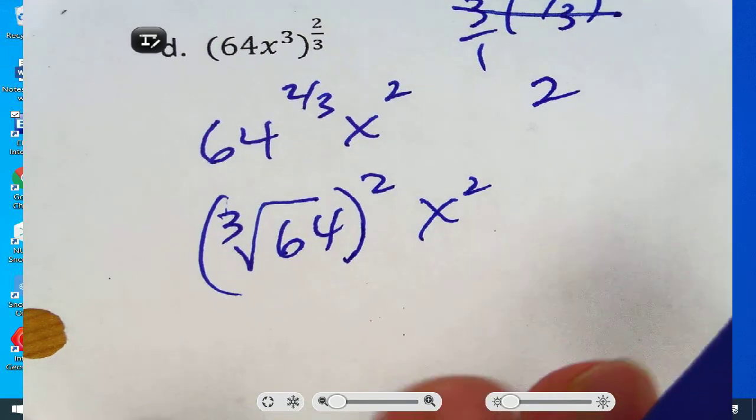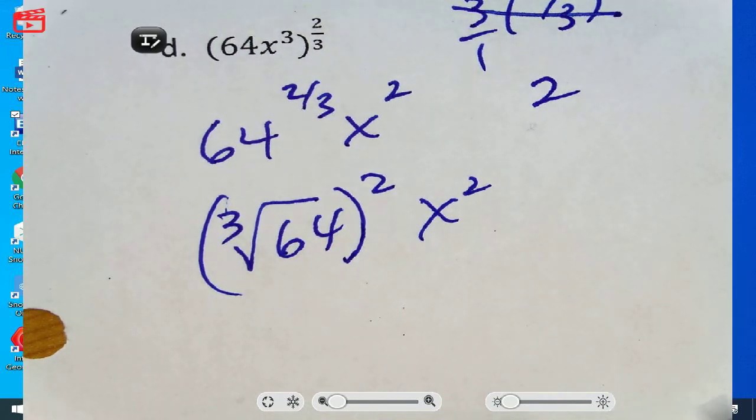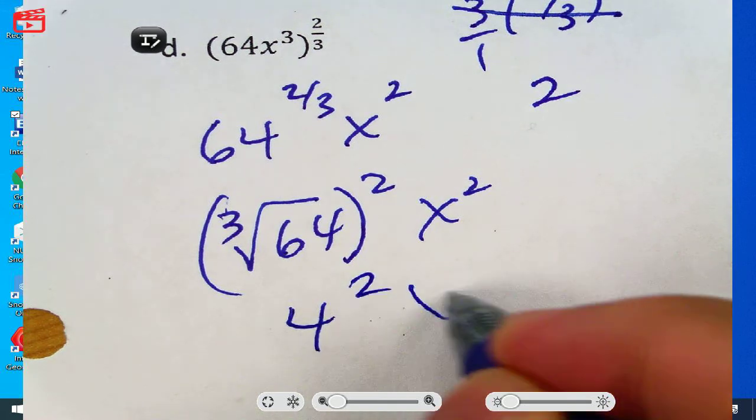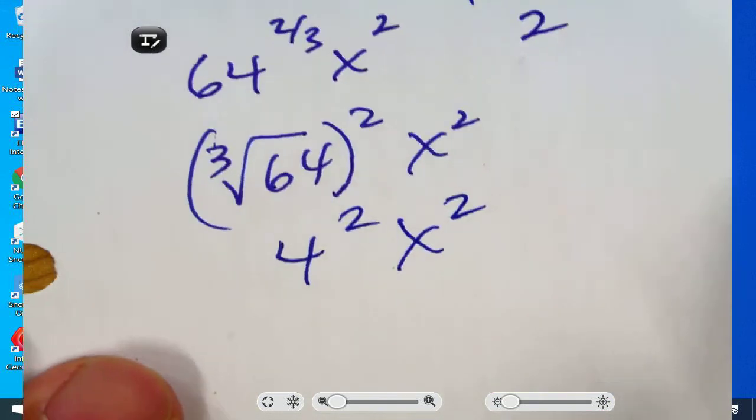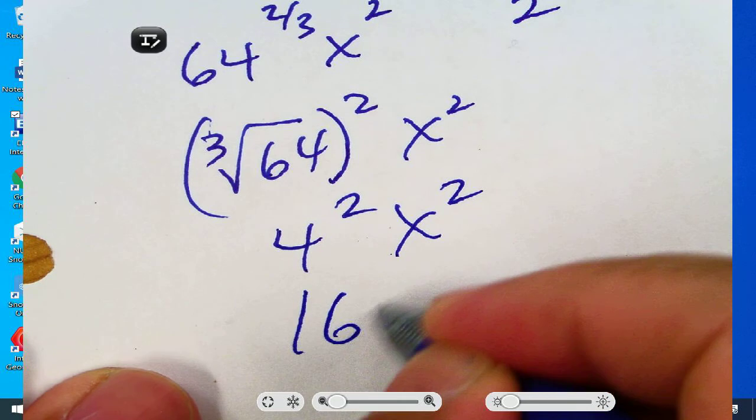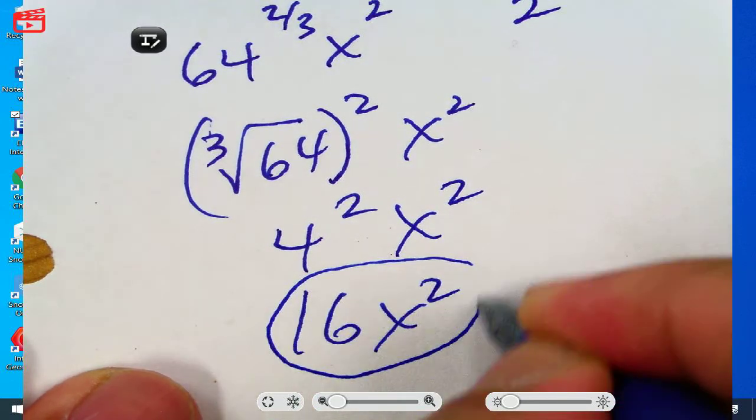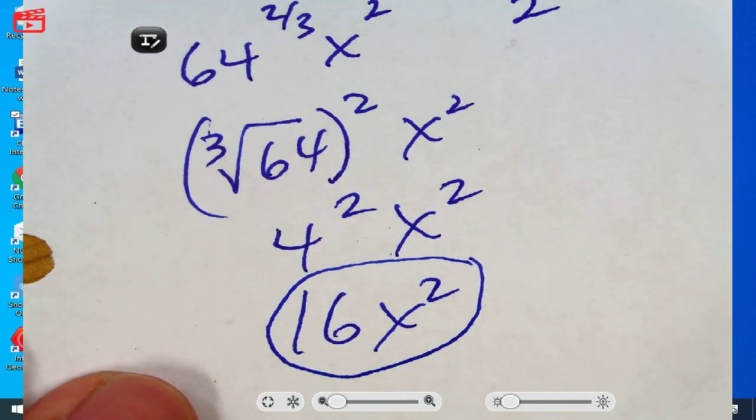8. Or not. One more try. That's weird. Smaller than 8. 7, 6. Isn't it 4? 4. So it's 4 squared. What's 4 squared? 16. So that's my answer. This is my answer. 16x squared. I would have never found that out.